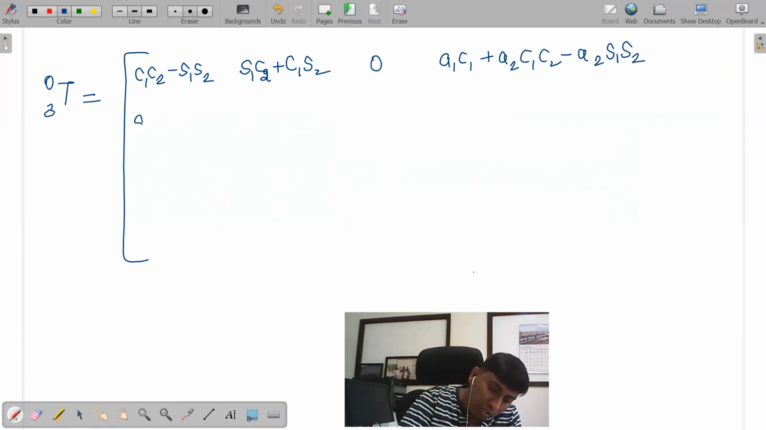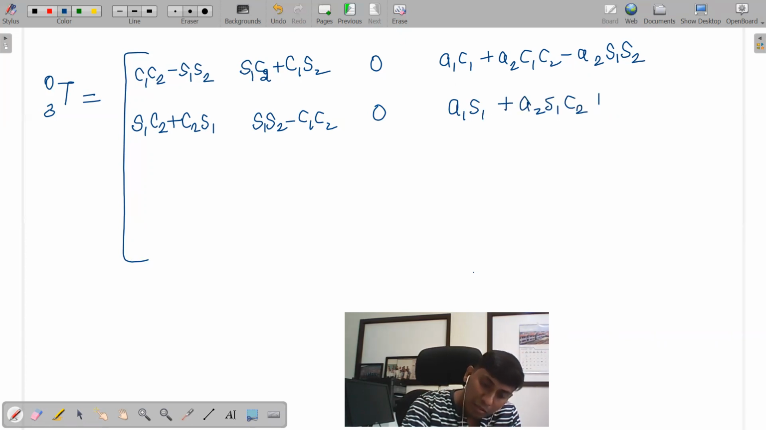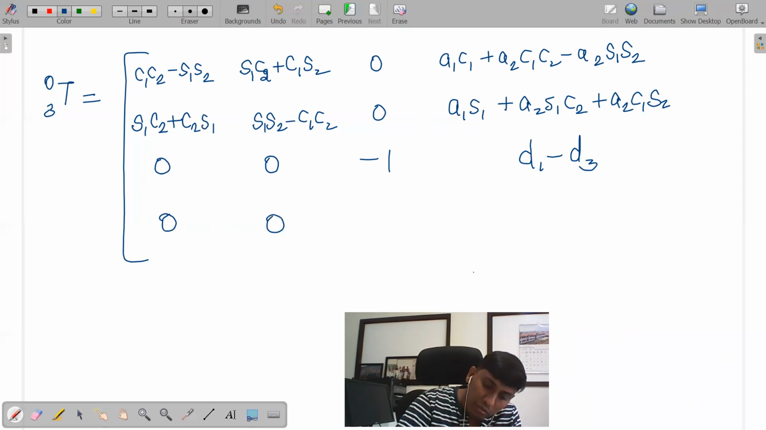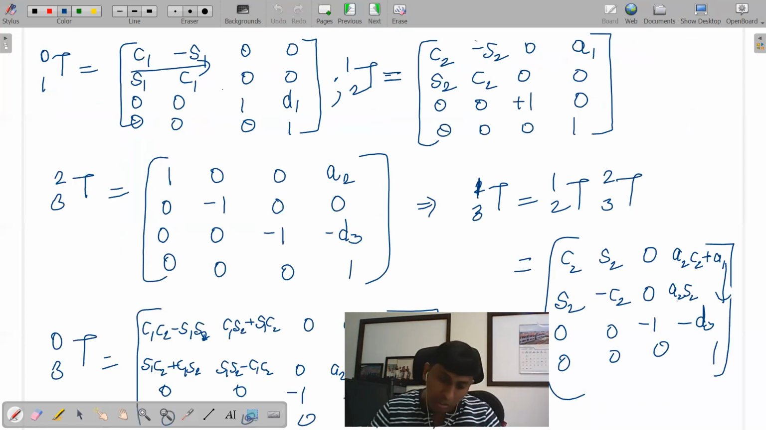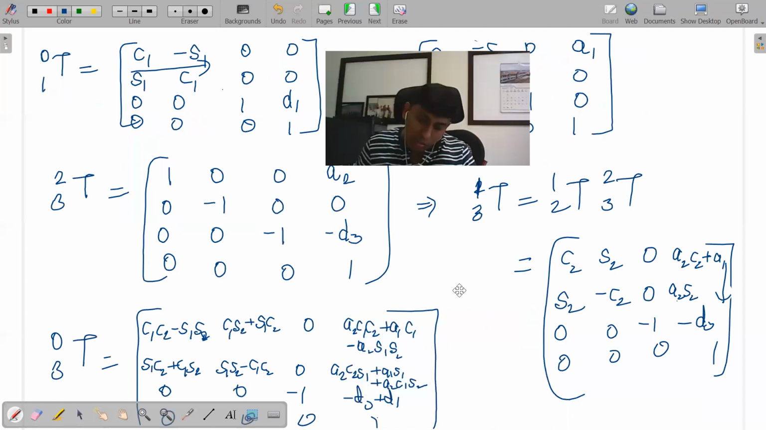And here what you got, S1, C2 plus C2, S1, whatever way you can write here. So S1, S2 minus C1, C2 and this becomes 0 and here A1, S1 plus A2, S1, C2 plus A2, C1, S2 and this becomes 0, 0, minus 1 and this is D1 minus D3 and 0, 0, 0, 1. So this is what you got from this particular picture.